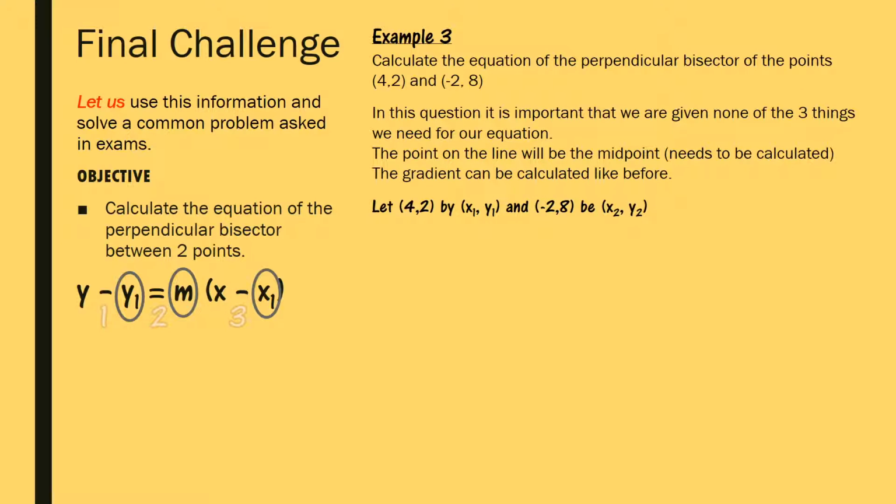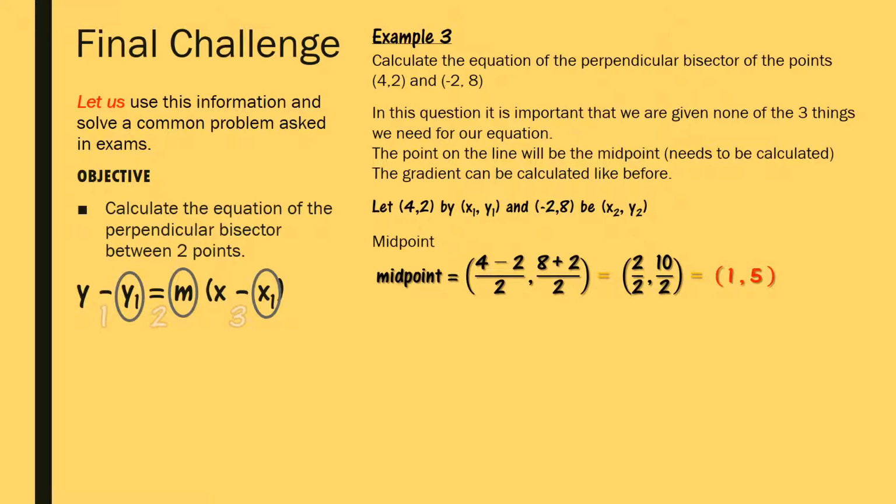So I'm going to let 4, 2 be x1, y1, and minus 2, 8 be x2, y2. And if you use my midpoint formula, you'll see that the average of the 4 and the minus 2 is 1. So 4 minus 2 divided by 2 is 2 divided by 2 is 1. And the average of the 2 and the 8, if I add those together, 2 plus 8 is 10. And 10 divided by 2 is 5. And therefore our midpoint is just 1, 5.